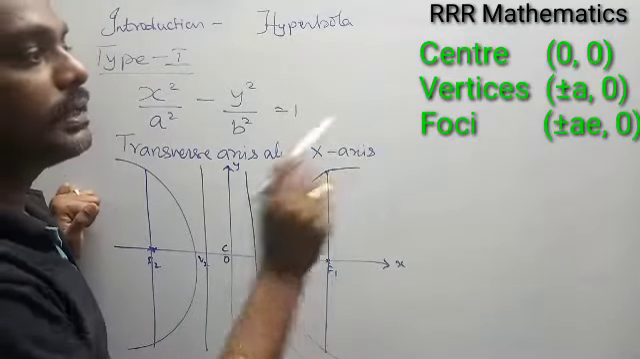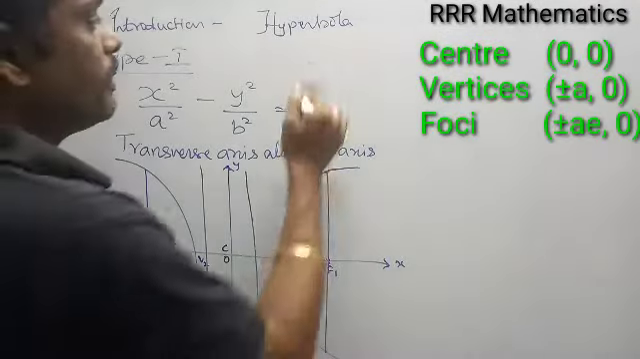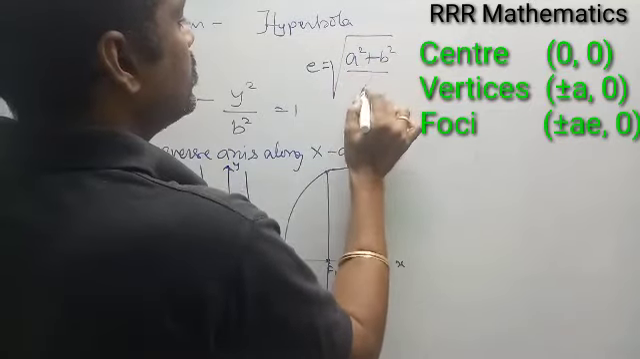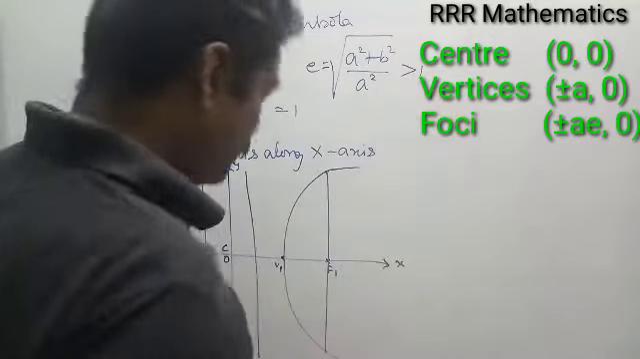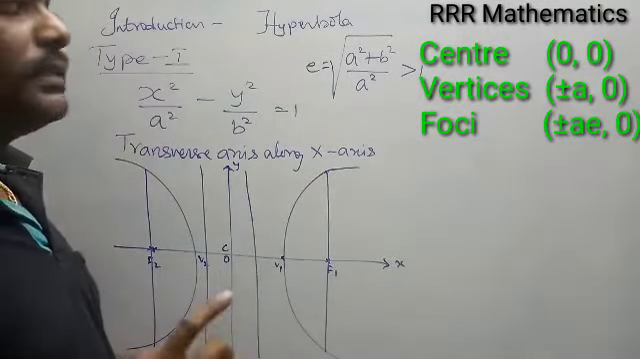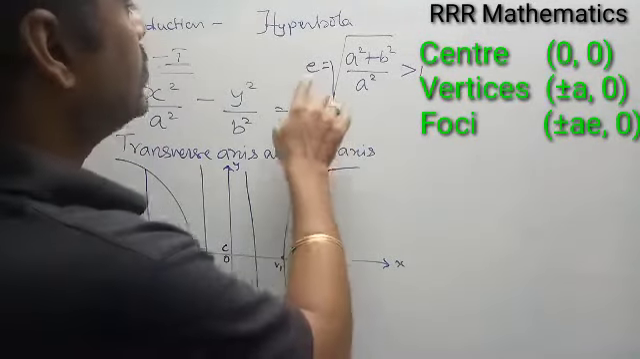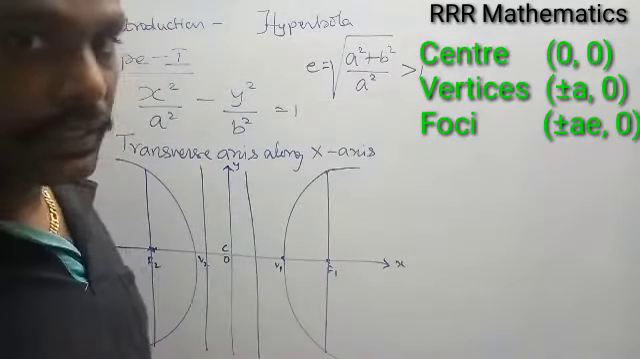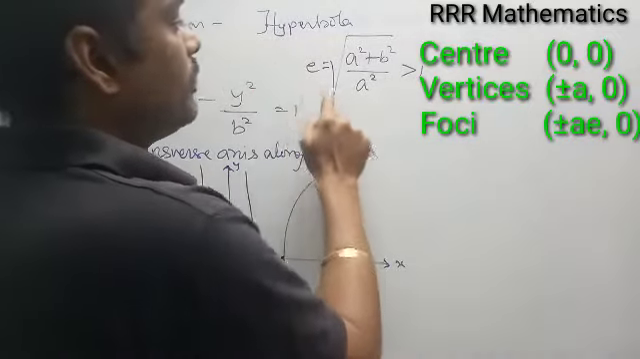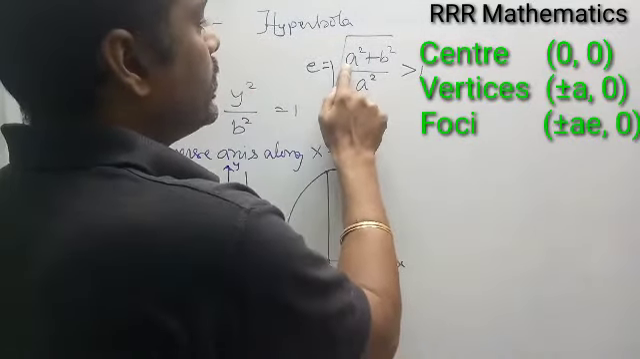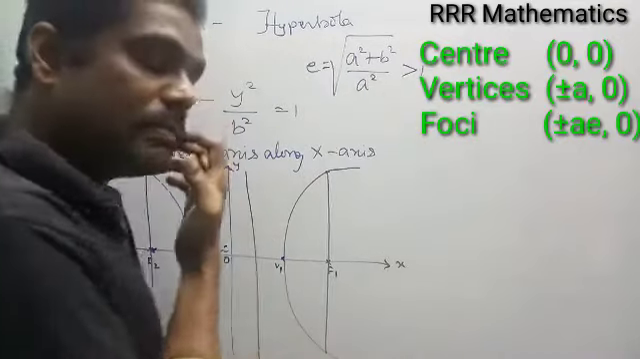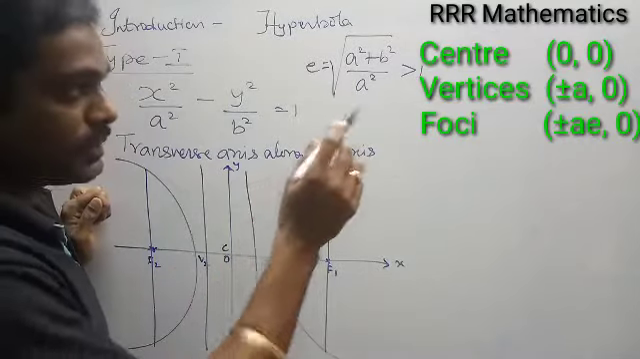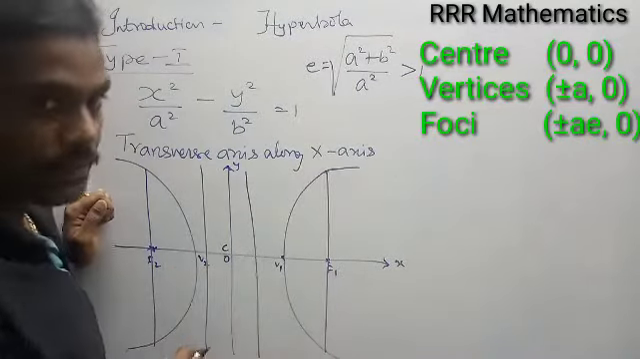or minus ae, 0. The value of e can be calculated: square root of a square plus b square by a square, which is more than 1. In case of ellipse, the value of e is less than 1 because e equals square root of a square minus b square by a square, therefore less than 1. But in case of hyperbola, e is the square root of a square plus b square by a square, which gives more than 1. So center 0, 0, vertices plus or minus a, 0, foci plus or minus ae, 0.